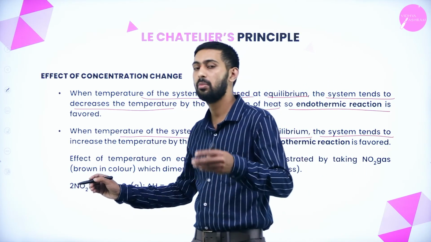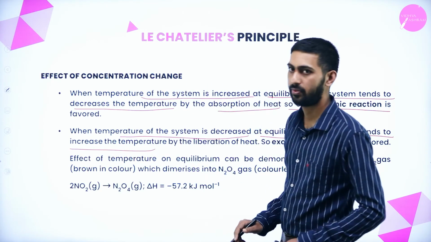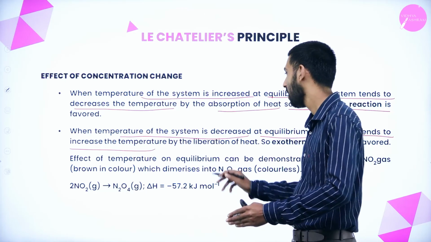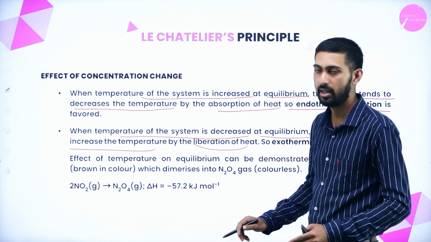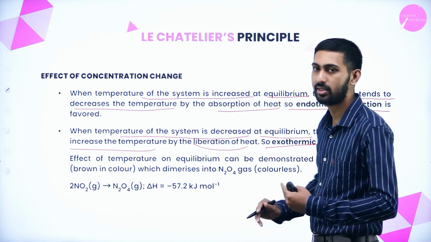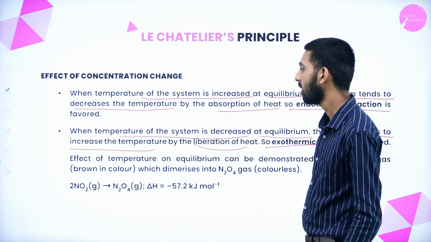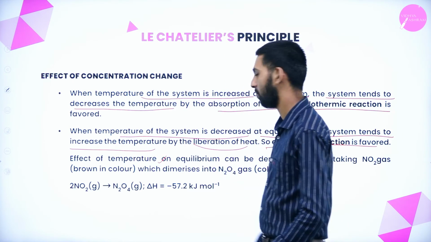If the temperature of the system is decreased at equilibrium, the system tends to increase the temperature. Then what will happen? Heat will be liberated. Then the exothermic reaction is favored. Okay. Next, effect of temperature on the equilibrium.